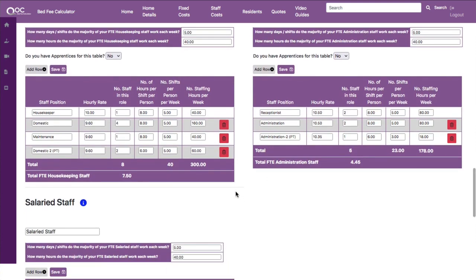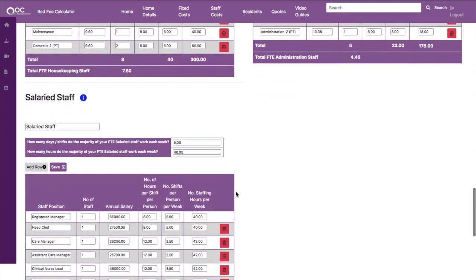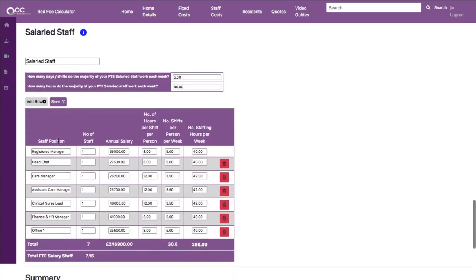And then you have your salaried staff, people like your registered manager, head chef, and so on. Their annual salary. But again, we want to work out FTEs and we want to work out extra employer costs and so on. So we still need to put in details such as what shifts they work. So 8-hour shifts for the registered manager, 5 days a week. Same for the head chef.